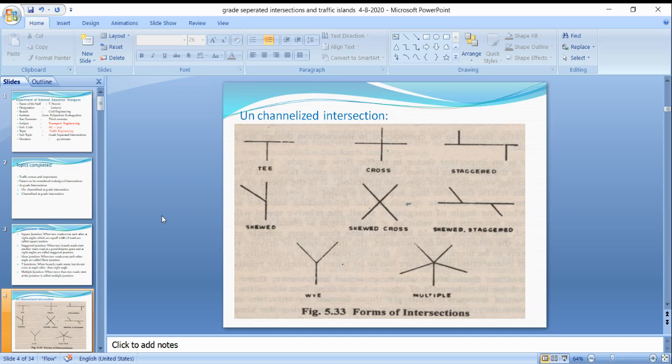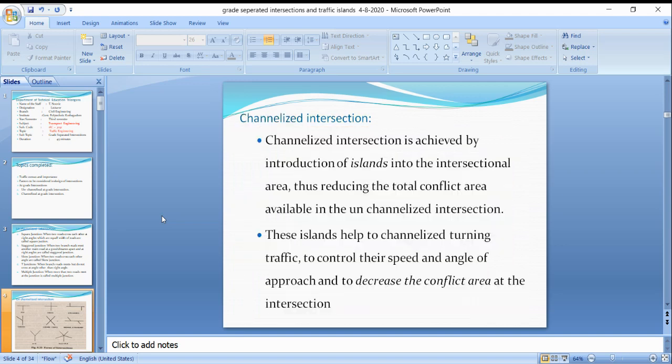Those all come under the unchannelized intersections. Here you can observe that nothing is there at the junctions. The roads are just crossing each other. They do not have any signals or any island here. This is called an unchannelized intersection.